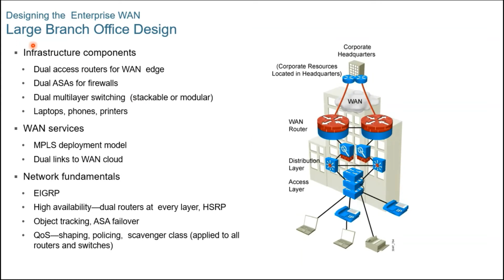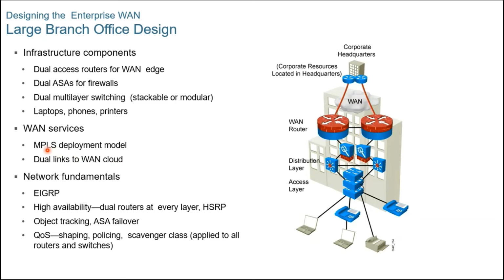Now for the large branch office design. In a typical large branch office design, as illustrated in this figure here, dual ISRs are used for redundancy at the WAN edge. So firewall functionality is provided by dual adaptive security appliances, or the ASAs, and dual multi-layer switches, stackable or modular, are deployed at the distribution layer.